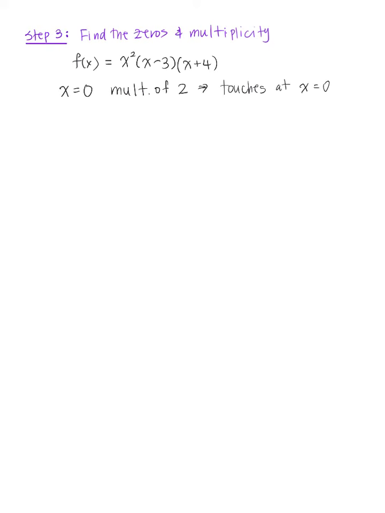All right, now the next zero is x equals 3 with the multiplicity of 1. So that means that your graph is going to cross at x equals 3. And then at x equals negative 4, that one has a multiplicity of 1. So again, our graph is going to cross at x equals negative 4.